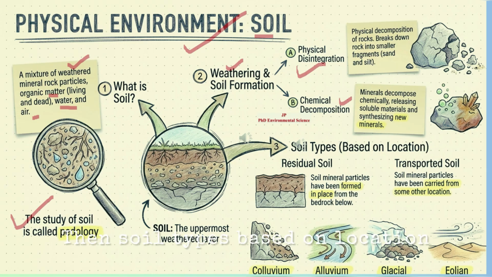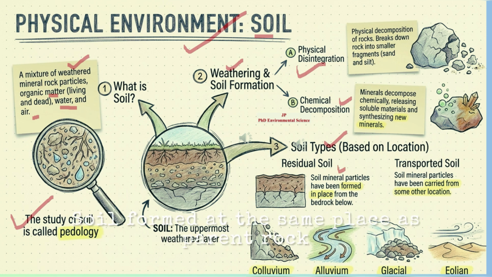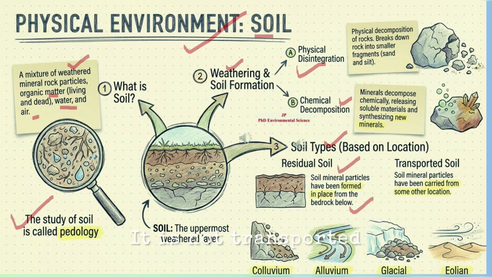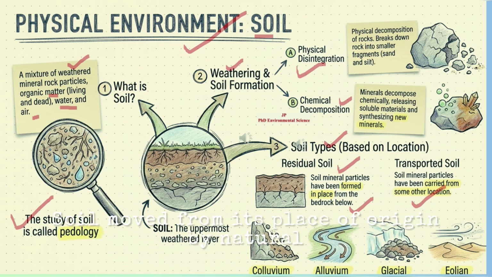Then soil types based on location. Soil is classified based on how and where it is formed. Residual soil is soil formed at the same place as the parent rock. It is not transported. For example, plateau regions. Then there is transported soil, soil moved from its place of origin by natural agents. Colluvium is soil which is moved by gravity.